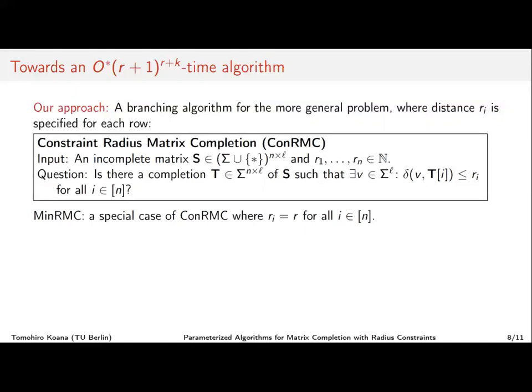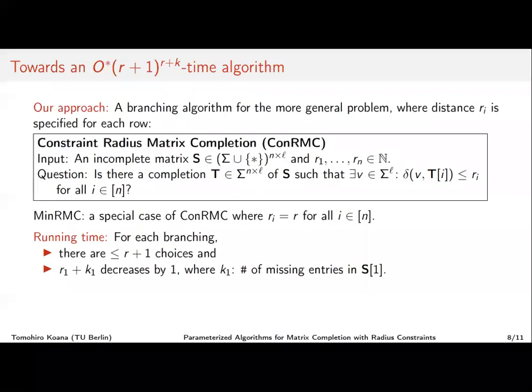And it's easy to see that minimum radius matrix completion is a special case of this problem, where all the R_i are equal to R. Our algorithm is a search tree algorithm, and in our branching, we make sure that in each step there are at most R+1 choices, and we also ensure that there are at most R+k branchings, resulting in this running time.